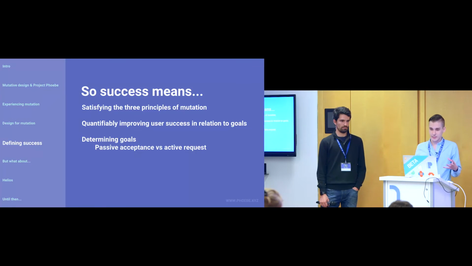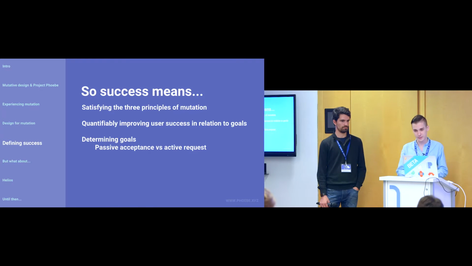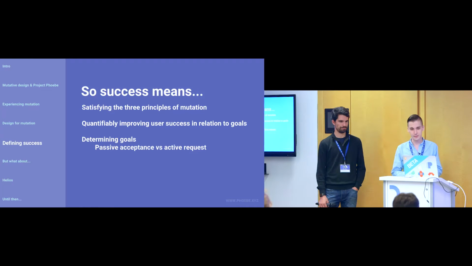So knowing that, success means, first of all, satisfying all three of those principles. Second, it means quantifiably improving the user's success in relation to goals, which means that you have to determine goals. And there are two ways that I can think of defining goals. The first is passive acceptance of instructions. If you think of system components like buttons and text inputs, which are very basic to every experience, the apps could just passively accept these, knowing that the goal for a button is to press it, or the goal for a text field is to enter text, for instance.